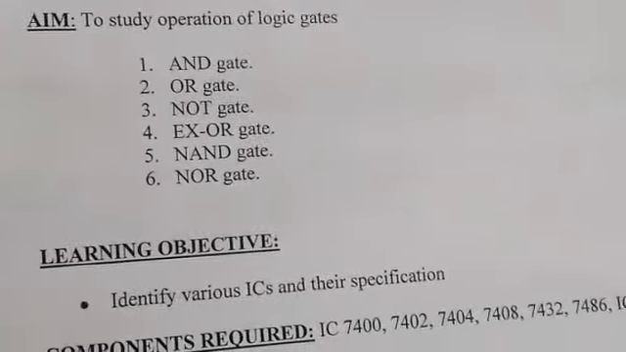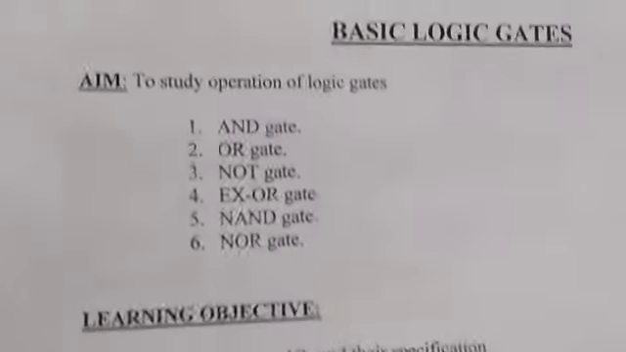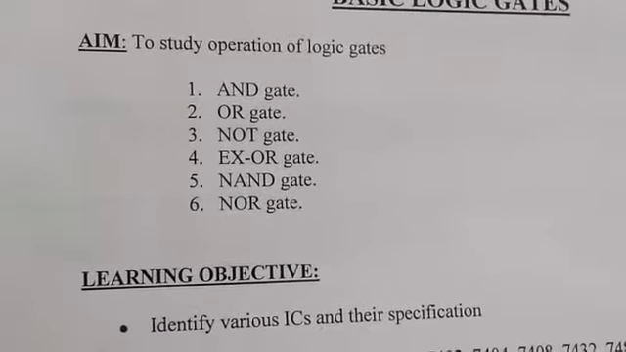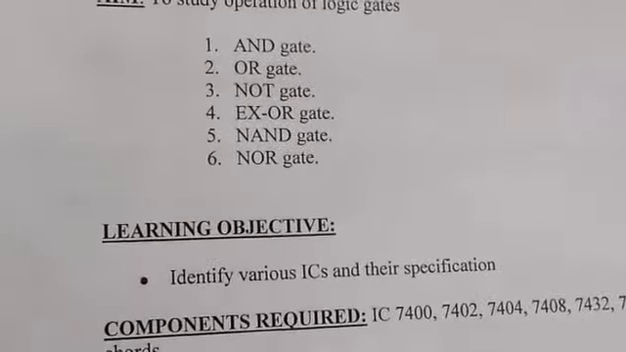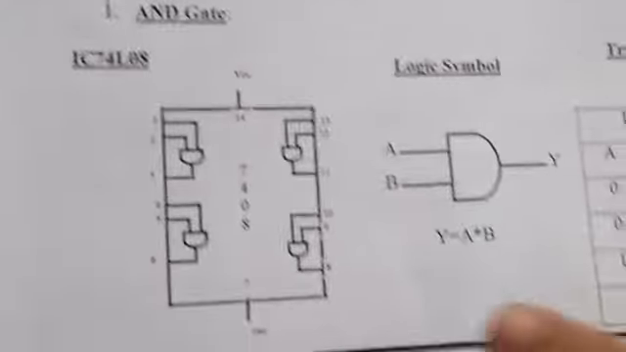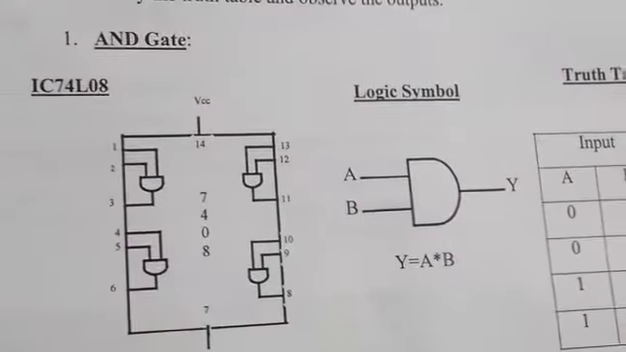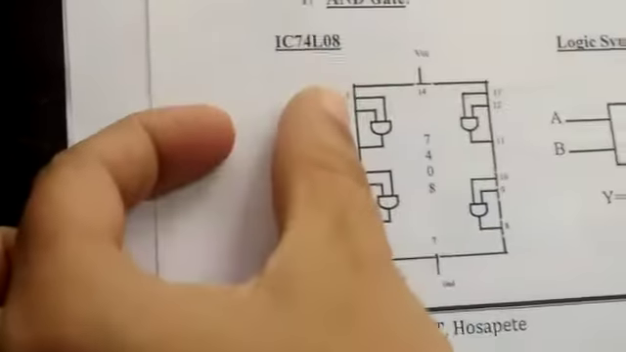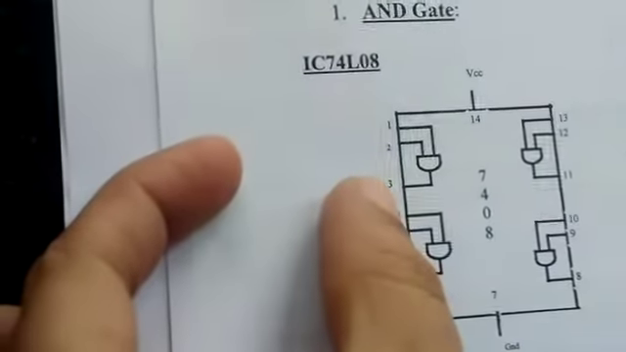So here we will be seeing the basics of logic gates. In the logic gates, you will be seeing AND gate, OR gate, NOT gate, XOR gate, NAND gate and NOR gate. So for this purpose, you should know the IC. Suppose it is AND gate, we will be using IC number 7408, and in here pin number 1, 2 will be your inputs and pin number 3 will be your output.